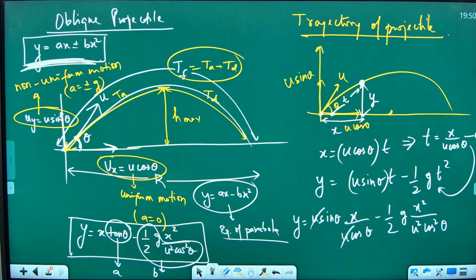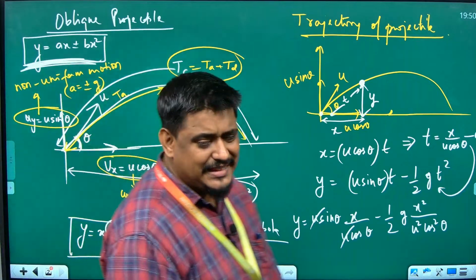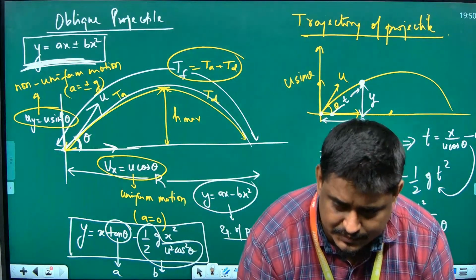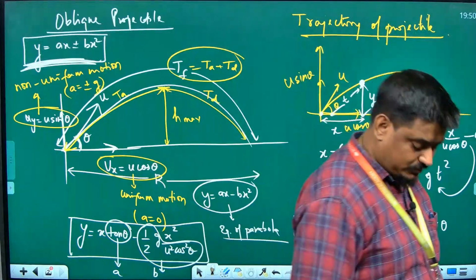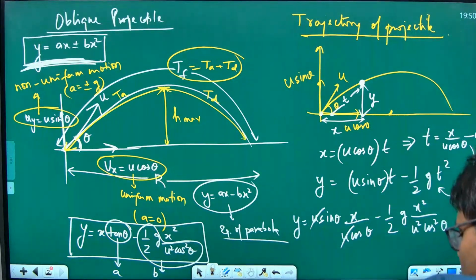If yes, take 2 minutes of time and copy it fast. Sir, tell me, y equal to ax plus or minus bx square? It can be plus also, it can be minus also. If it comes in that format, it should be a parabolic equation. Basically, it is a quadratic equation. If you have understood this, copy it fast.